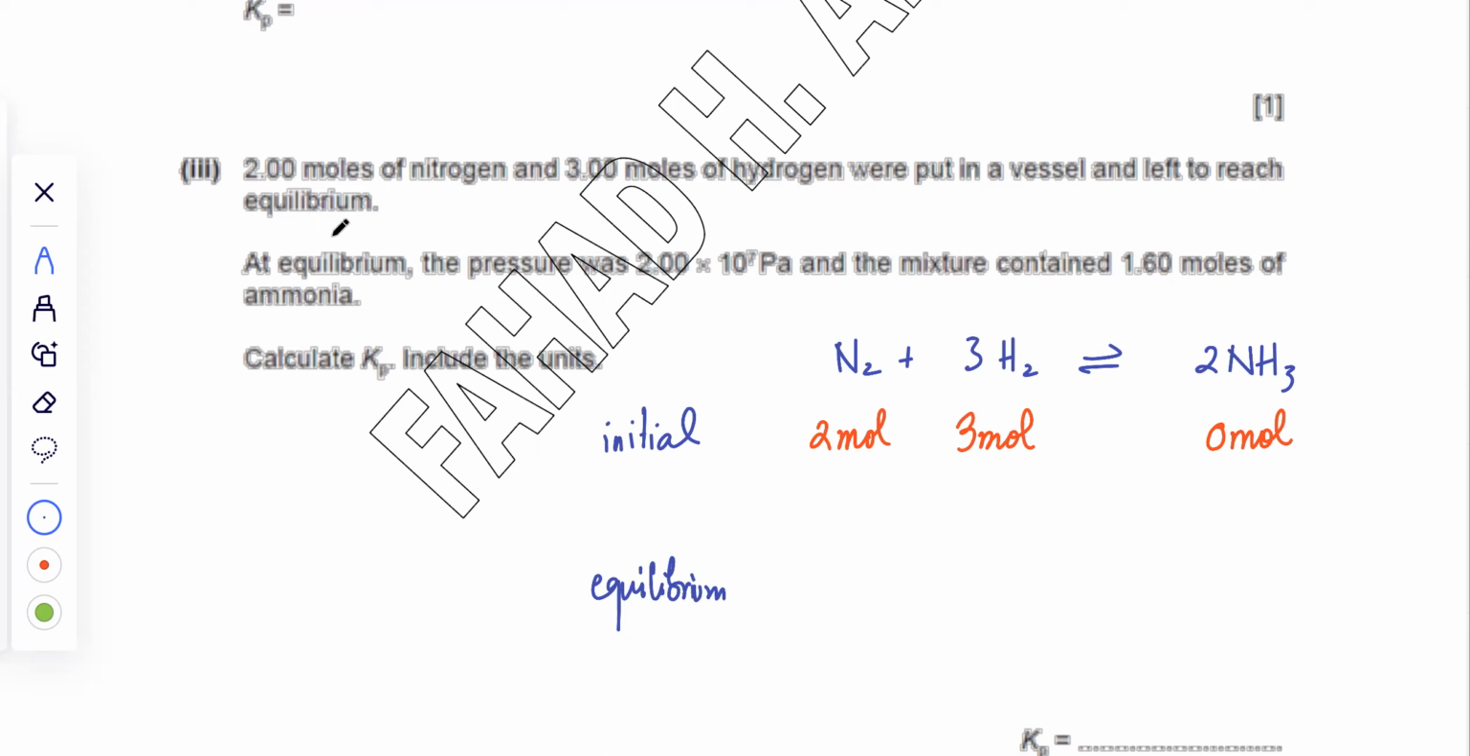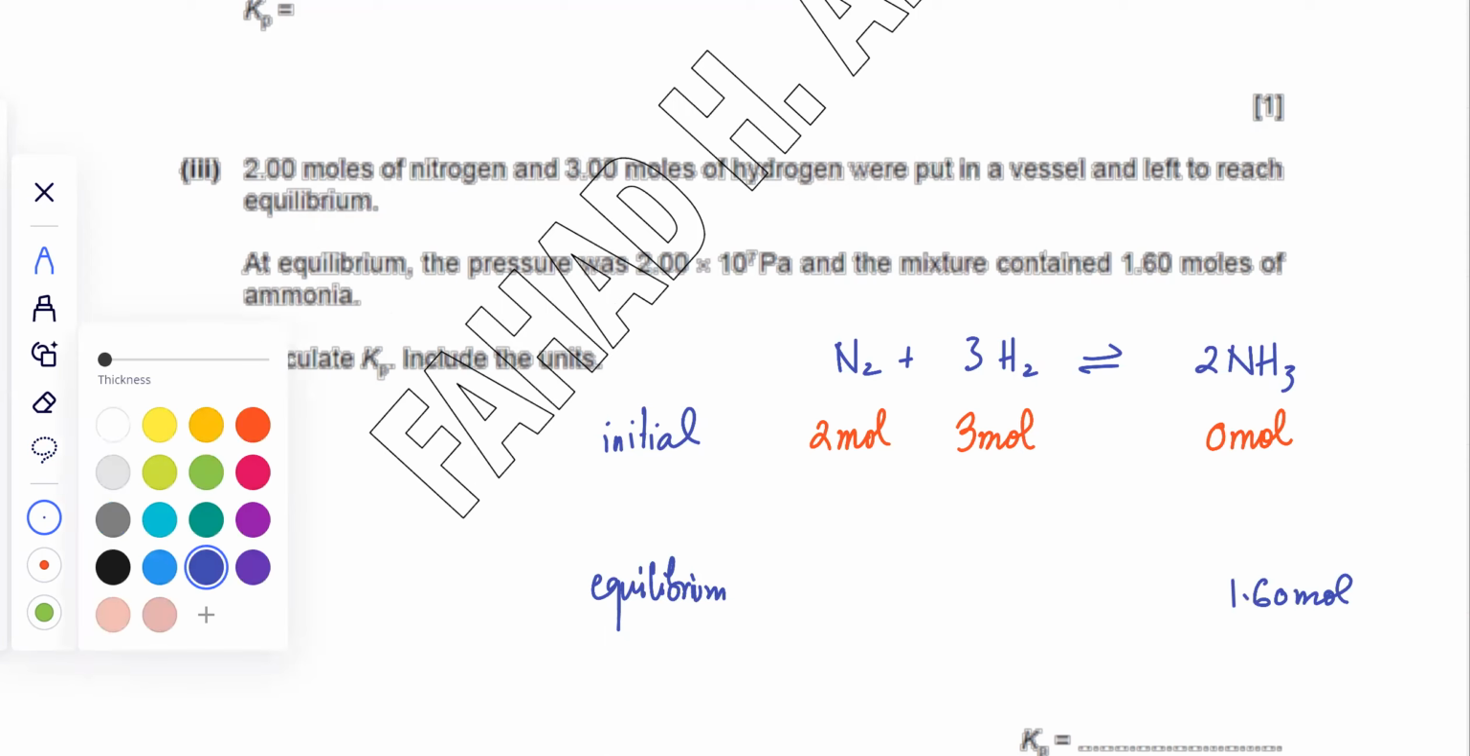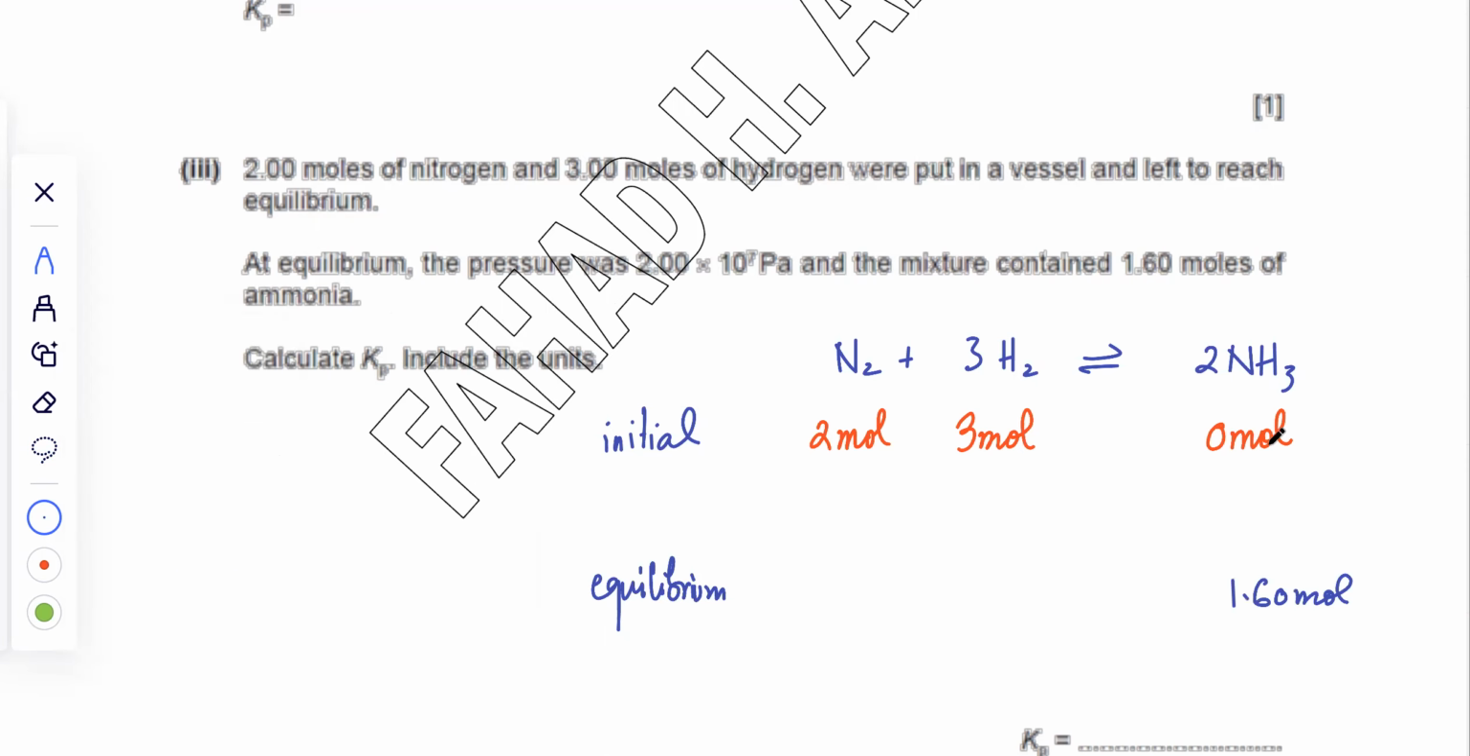Eventually equilibrium is reached. At equilibrium, the total pressure is 2 times 10 power 7, and the mixture contained 1.6 moles of ammonia. So at equilibrium, you have 1.60 moles of ammonia. The rest is done exactly the same. There were no moles of ammonia at the start, and now you have 1.6 moles. So that means 1.6 moles got produced in the reaction.